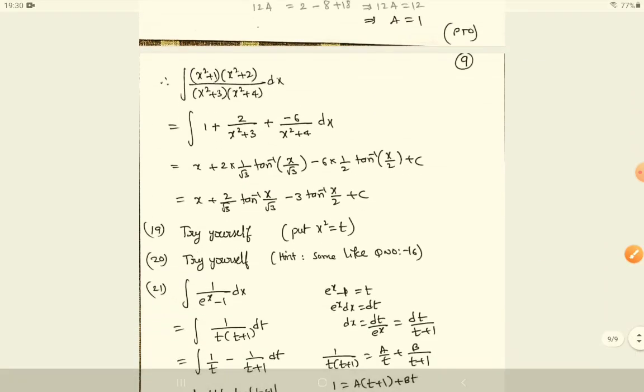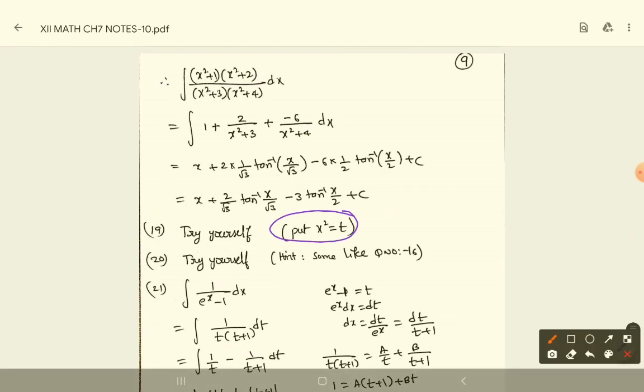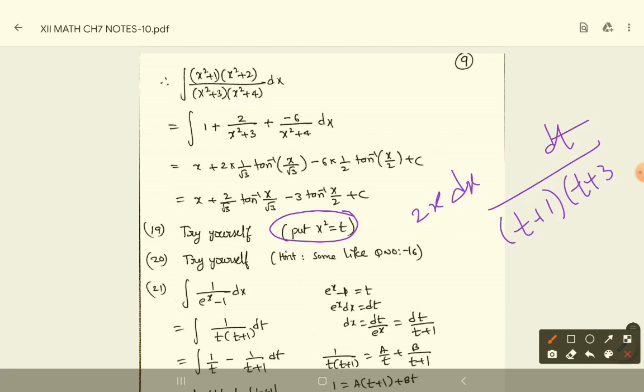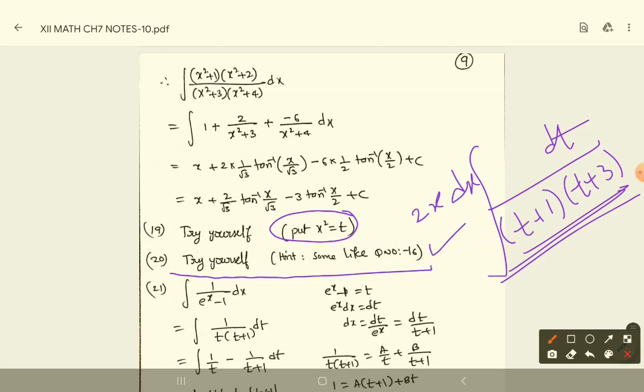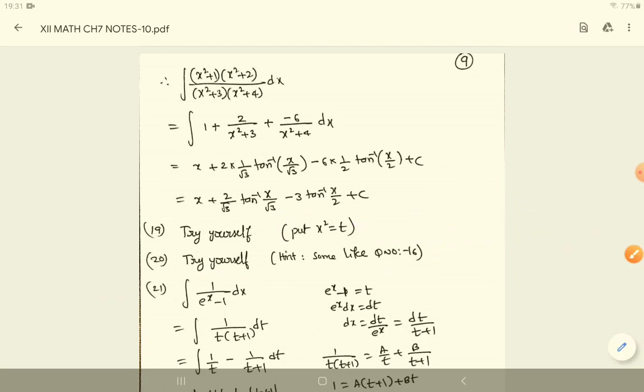19th question is also a try-yourself question. For the 19th question, you just take x square equal to t, then the numerator 2x into dx will be dt. So it is dt by t plus 1 into t plus 3. Look at the book, then you get this one. Then partial fraction decomposition is very easy, it is of type 1. 20th, as I told you, is the same as question number 16. 21st, look at how to do it.